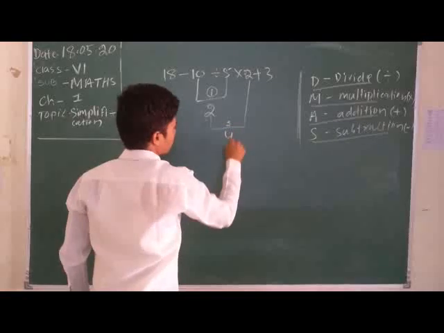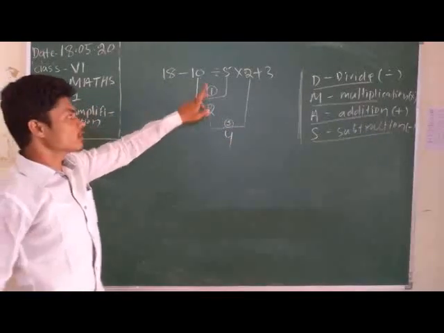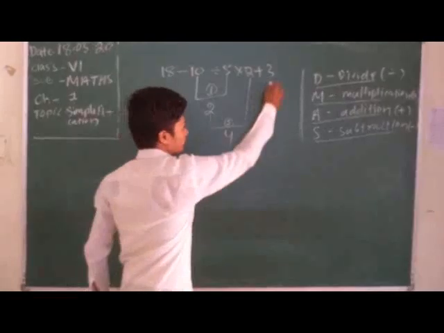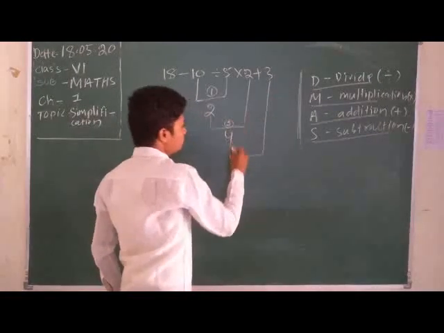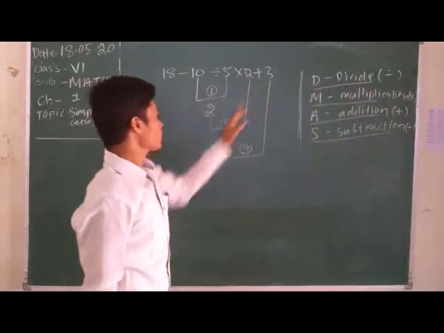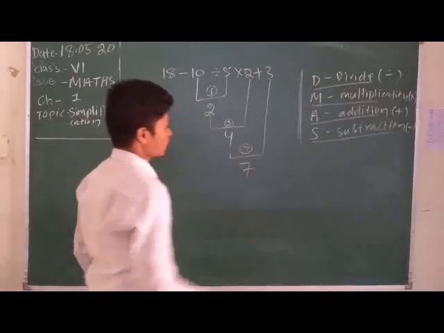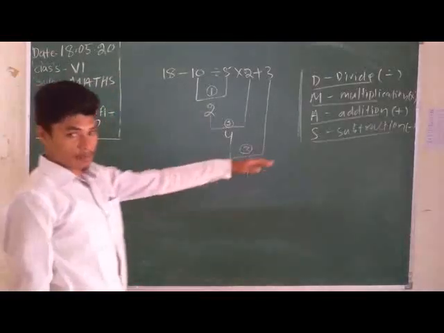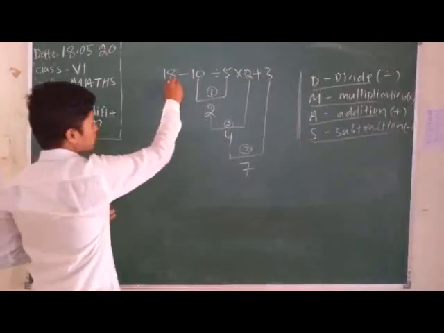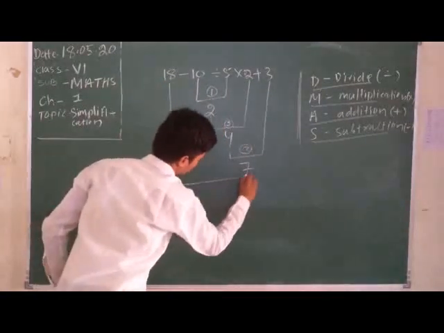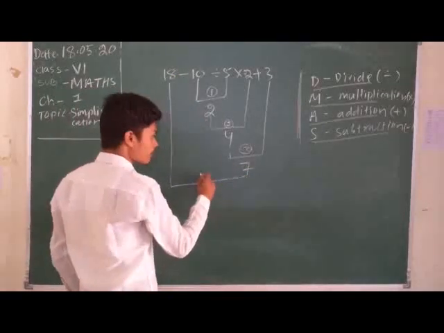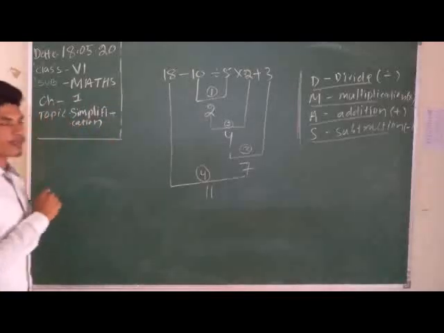First step divide, second step multiplication, third step addition. Step 3 is addition: 4 plus 3 is 7. The last step is subtraction. 18 minus 7 is equal to 11. Step 4. Okay? All of you understood how to find the answer easily.